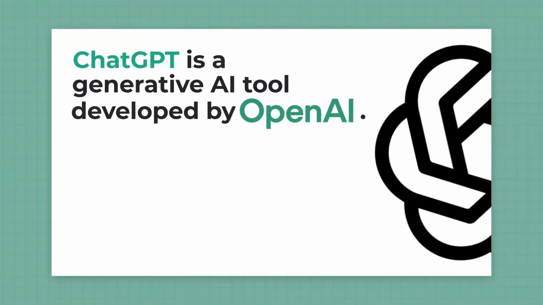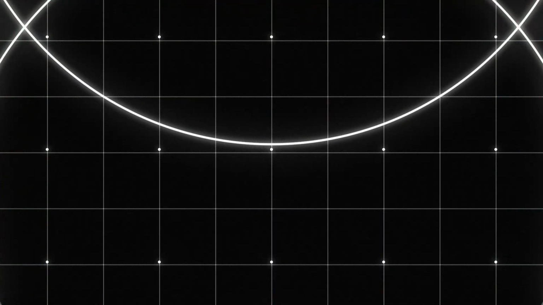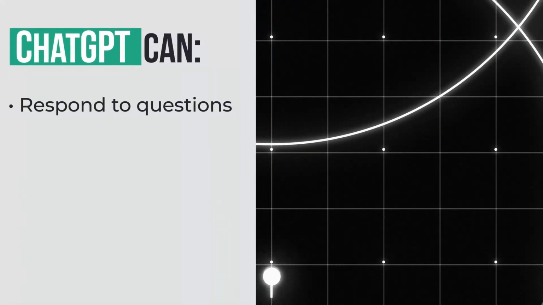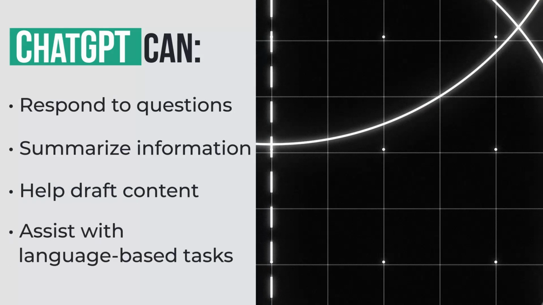ChatGPT is a generative AI tool developed by OpenAI. It is designed to understand and generate natural language text based on user input. By analyzing patterns in large amounts of text data, ChatGPT can respond to questions, summarize information, help draft content, and assist with a wide range of language-based tasks.